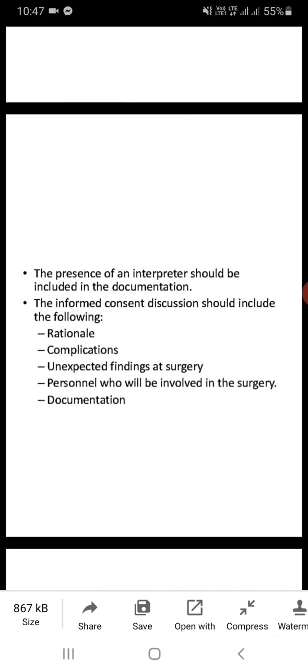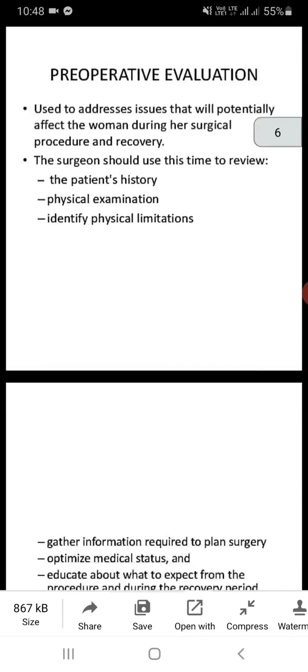The informed consent decision should include the following: the rationale, complications, unexpected findings at surgery, personnel who will be involved in the surgery, and documentation. Then preoperative evaluation. It is used to address issues that will potentially affect the woman during the surgical procedure and recovery. The surgeon should use this to review the patient's history, physical examination, identify physical limitations, gather information required to plan surgery, optimize medical status, and educate about what to expect from the procedure and during the recovery period.